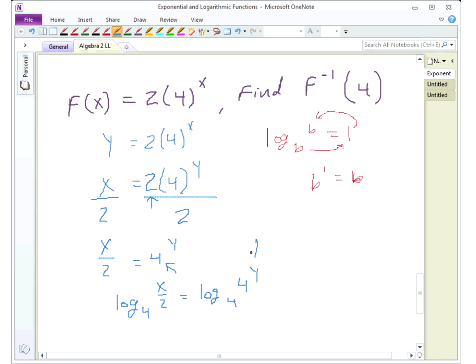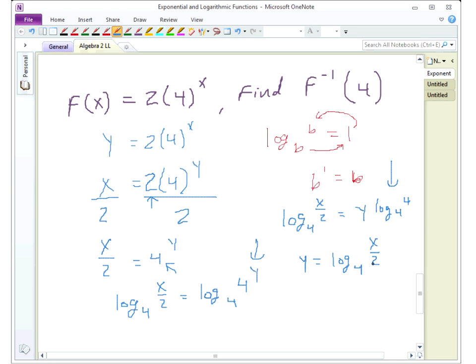All right. Still not simplified yet. We'll use a little bit of properties of logs here. When we have an exponent over here on our argument, we can write that exponent in front of our log. So I have log base 4 of x over 2 equals y times log base 4 of 4. And remember, log base 4 of 4 equals 1. So that has allowed me to get my y by itself, because y times 1 equals y. So it's log base 4, and my argument is x over 2.